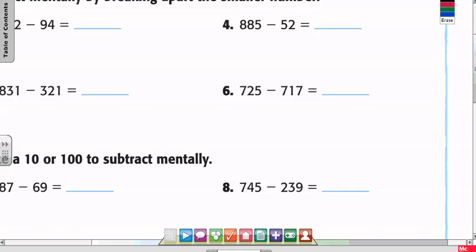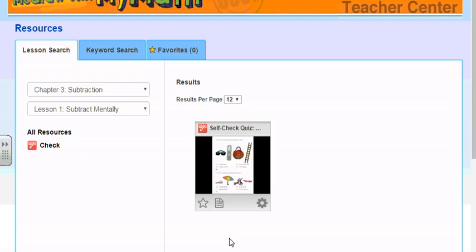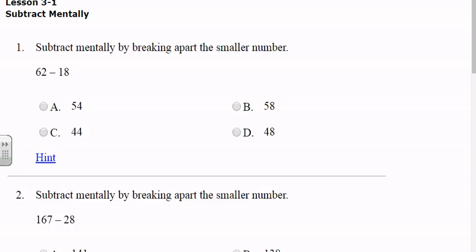Now, if you do the lesson at home to review, and if you'd like to take a quiz, you see the little check right there at the bottom that has a square with a white check in it? You click on that, and it takes you to this. Click on that little box with the picture on it, and take the quiz. So it says subtract mentally by breaking apart the smaller number. You could do it either way.